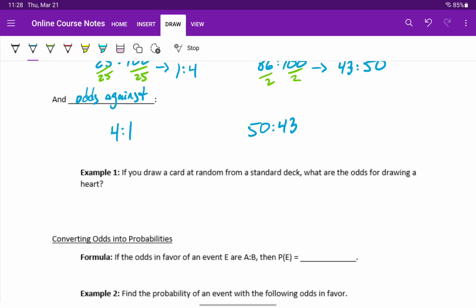We can apply this idea to looking at drawing a card at random from a standard deck. We want to know what are the odds for drawing a heart. So there are 13 different ways we can draw a heart, to 52 minus 13 cards that aren't a heart. Subtracting out the 13 cards, leaving us with just 3 suits, brings our odds down to 13 to 39. Both of these values are divisible by 13, so we could reduce this down to the odds in favor being 1 to 3.